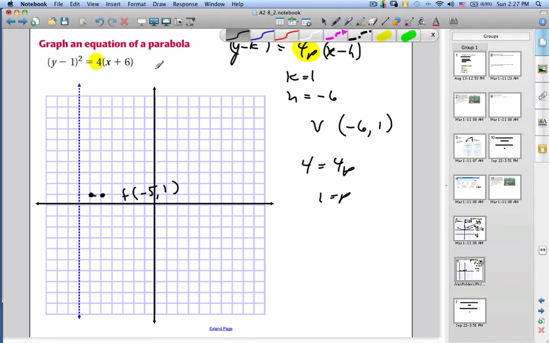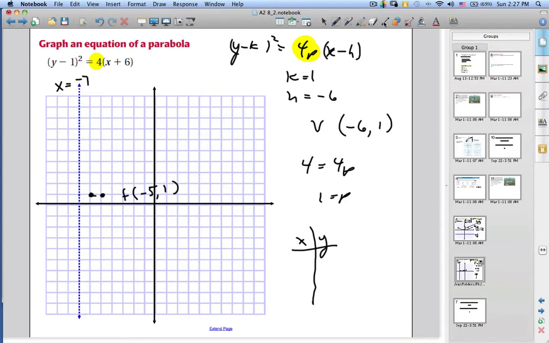So here's my directrix. It is x is equal to -7. Okay, so I have my vertex, my focus, and my directrix. The last thing I want to do is an input-output table. Now, normally we pick values of x and we get out values of y. I think in this case it would be a lot easier to pick values of y. So I'm going to pick values of y.